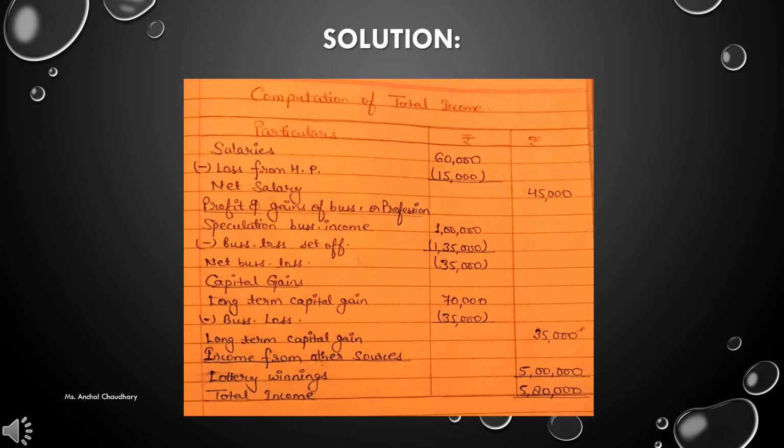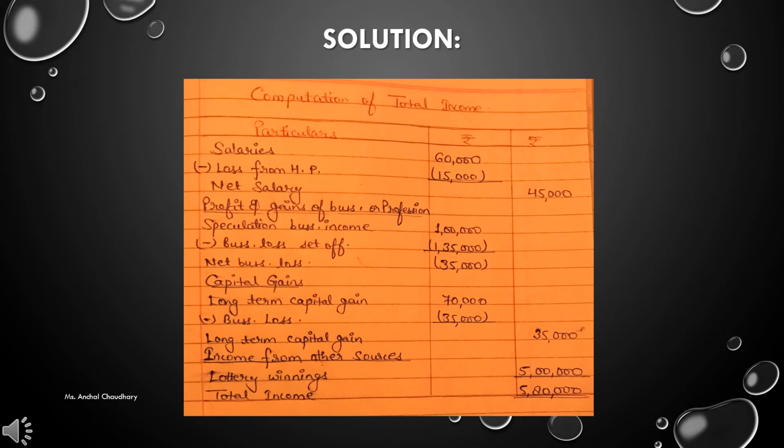Students, this is the solution of numerical number 1. First of all, as we know, we have to compute the salaries. Your salary was 60,000. Then you have to deduct your loss from house property, which you can adjust against your salary. That is 15,000. Now net salary is 45,000. The next head is profits and gains of business or profession. Here your speculation business income is 1 lakh.